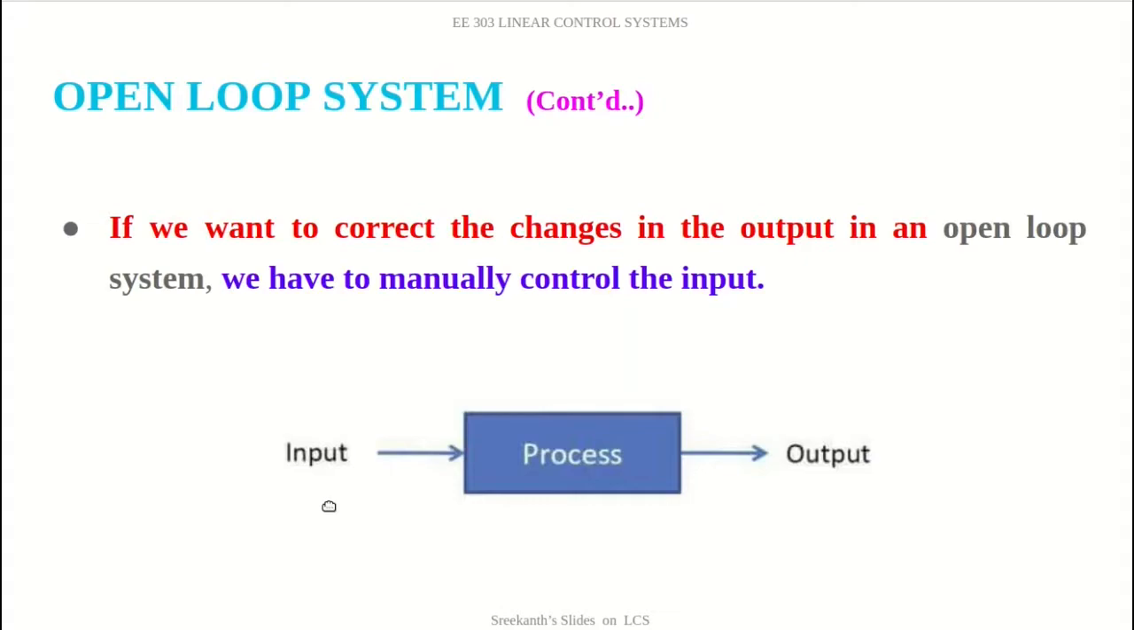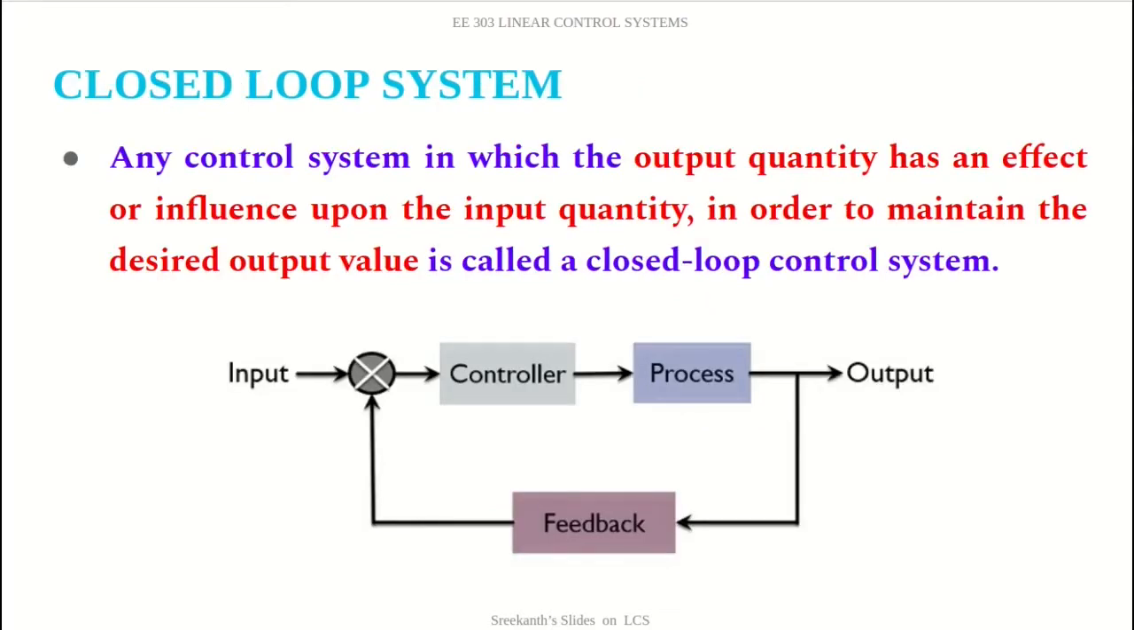Now we move on to a closed loop system. Any control system in which the output quantity has an effect or influence upon the input quantity in order to maintain the desired output value is called a closed loop control system. So what is a closed loop system? You can take the example of the washing machine once again.